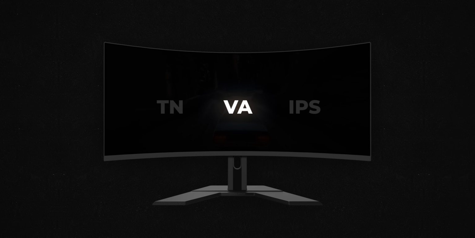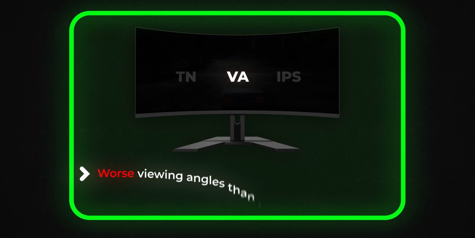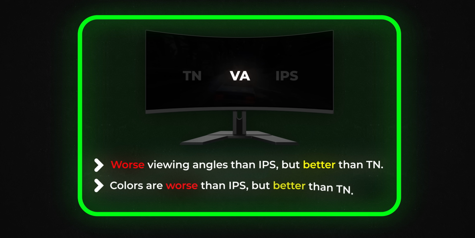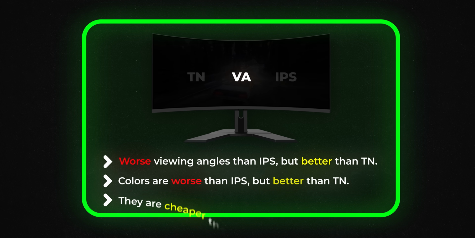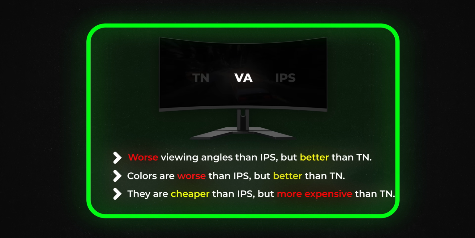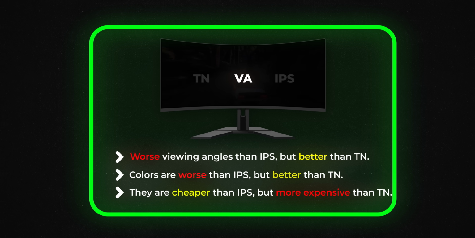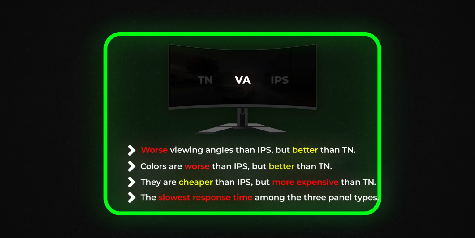We can think of this panel type as a middle ground between IPS and TN panels. Its viewing angles are not as good as IPS but better than TN. While its color performance isn't as good as IPS, it's much better than TN. The prices are not as high as IPS panels but more expensive than TN panels. However, these monitors have a disadvantage. They offer the slowest response times among the three panel types.